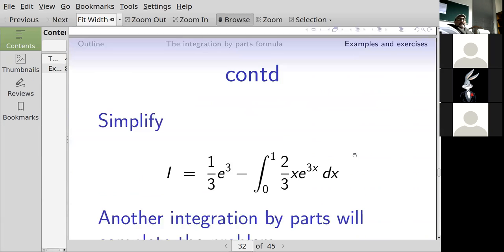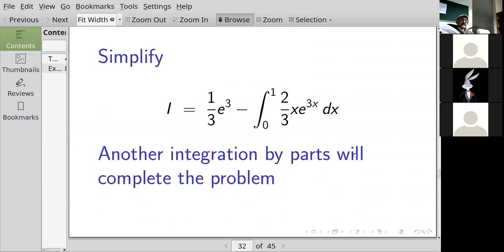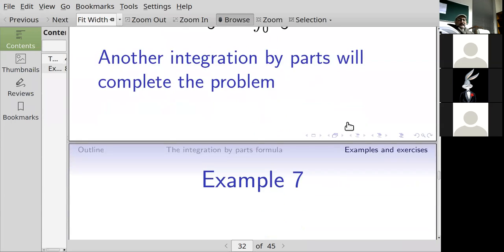Okay. So if I apply the limits, that gives me 1/3 e cubed minus the integral from 0 to 1 of 2/3 x e to the 3x dx. Now what do we do? You still have a polynomial times an exponential, but the degree of the polynomial has been reduced by 1. So we would apply integration by parts again. Just keep applying integration by parts until you get an exponential by itself, and then evaluate the expression.